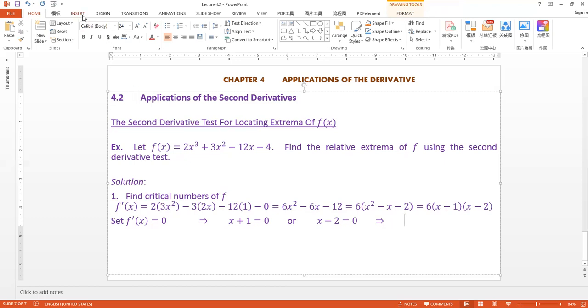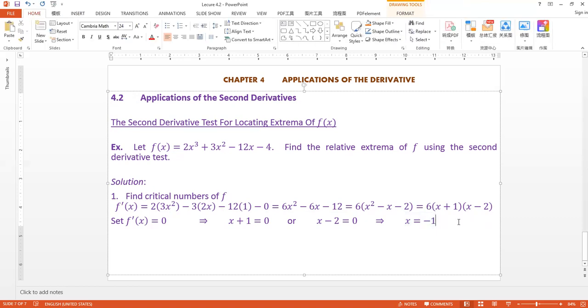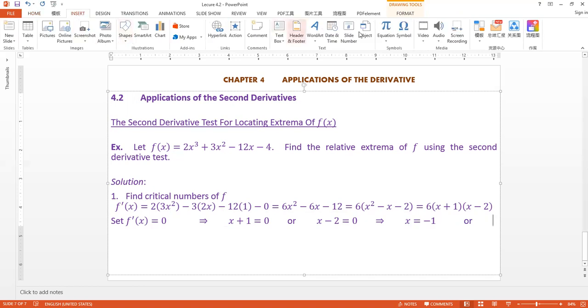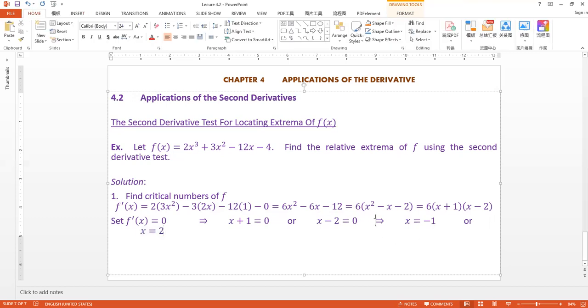So we got two solutions: x equal to -1 or x equal to 2, right? So these are the two critical numbers. Okay, so now we're going to use the second derivative test.